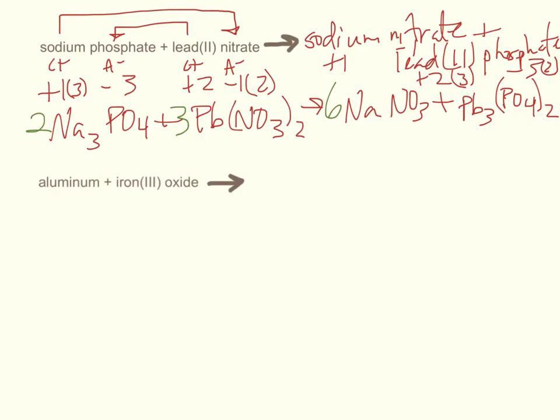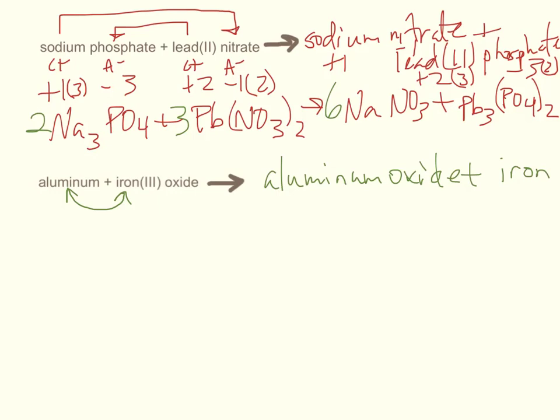All right, last one. We have aluminum plus iron(III) oxide. So we have a single replacement. Again, we want to look at our element by itself. It's a metal, so since it's a metal, it's going to replace the other metal. So instead of aluminum plus iron(III) oxide, now I have aluminum oxide plus iron. Okay, so let's put this in formula form.